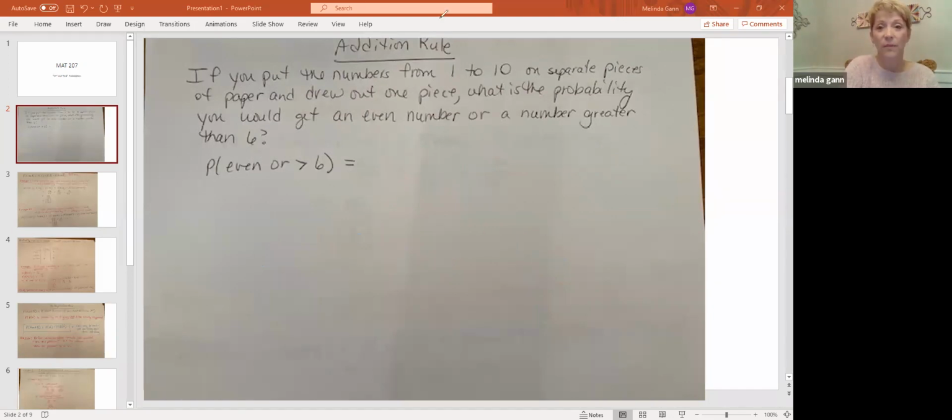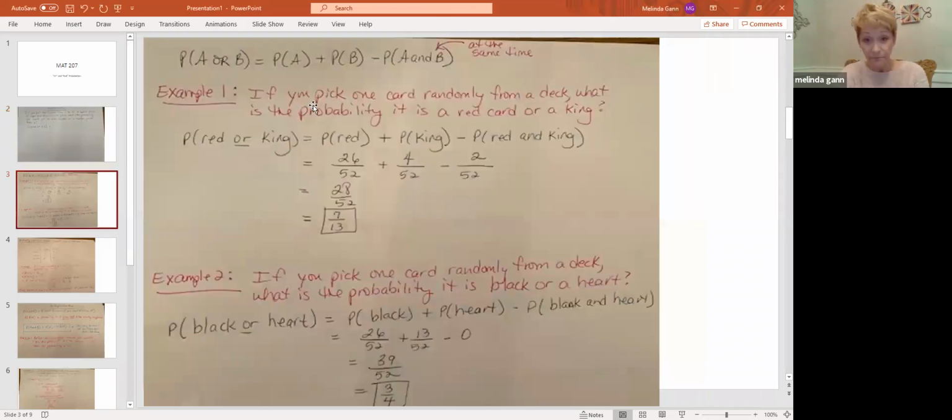All right, here's your formula for OR that you need to write down. It's on your formula sheet, but you need to learn it. The probability of A or B is the probability of just A by itself, plus the probability of just B, and then minus the probability that A and B can occur at the same time. So what this is doing is subtracting your overlap. It's subtracting all the ones you double counted.